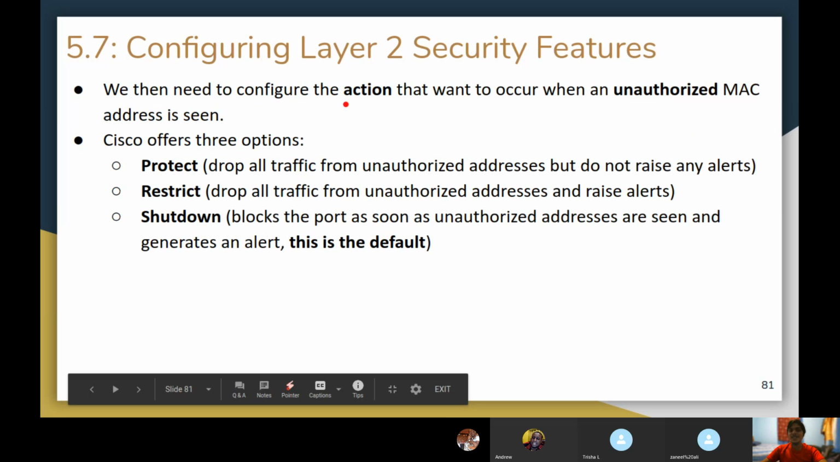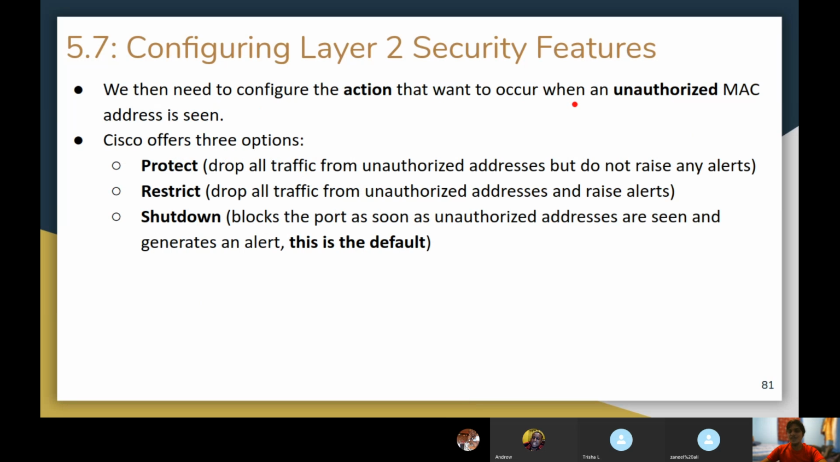So we then need to configure the action that we want to occur when an unauthorized MAC address is seen. Cisco offers 3 options: protect, which is to drop all traffic from unauthorized addresses but do not raise any alerts. Then restrict, which is to drop all traffic from unauthorized addresses and raise alerts. And then shutdown, which is to block the ports as soon as unauthorized addresses are seen and to generate an alert. And this is the default.